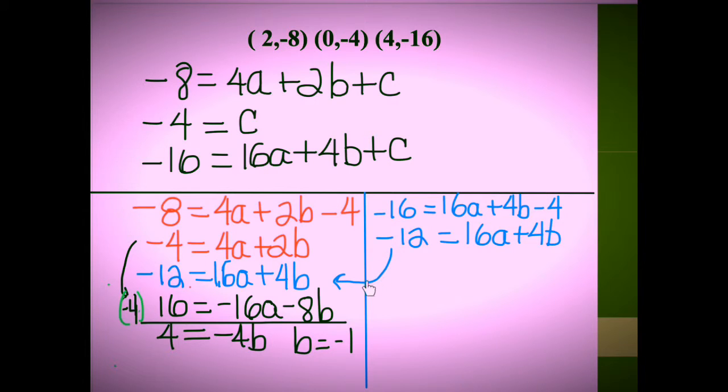Once we simplify, we're going to bring it over here, and we're going to try to eliminate another variable. What we're going to do is take this equation and multiply it by -4. And so we get 16 equals -16a minus 8b. And then when we simplify, we find out that b is equal to -1. So voila, we have another variable.